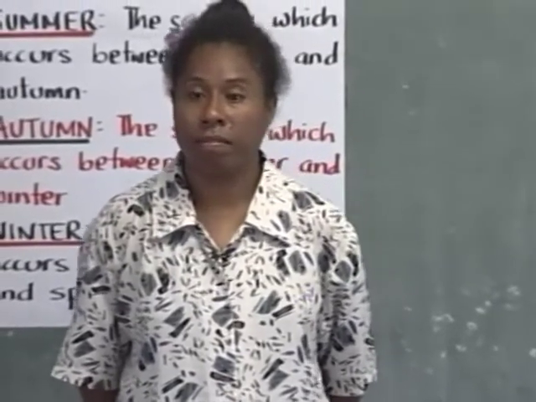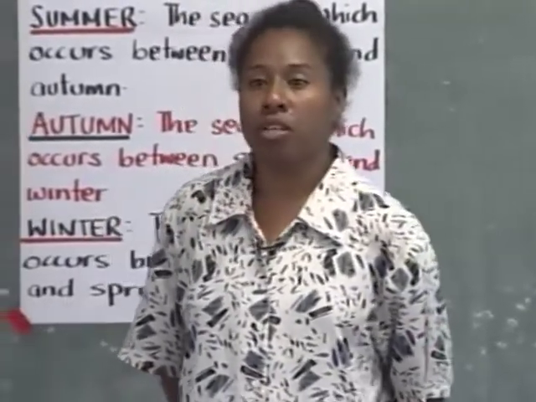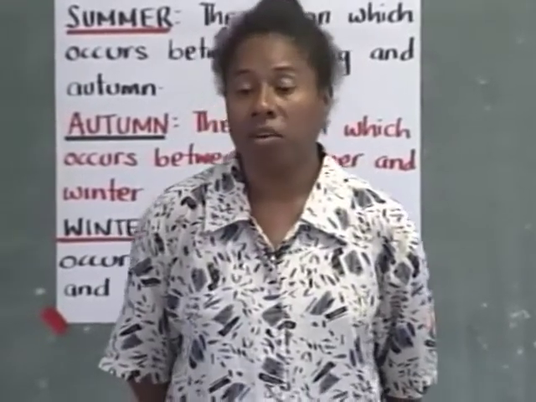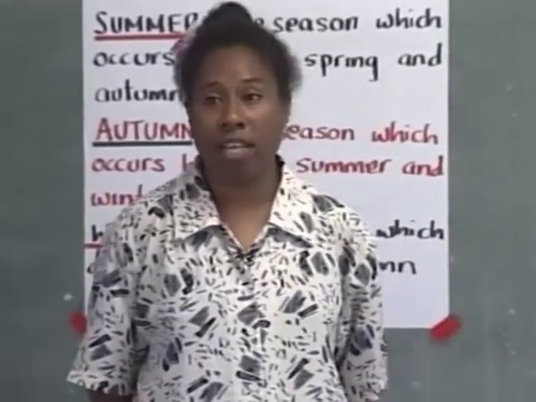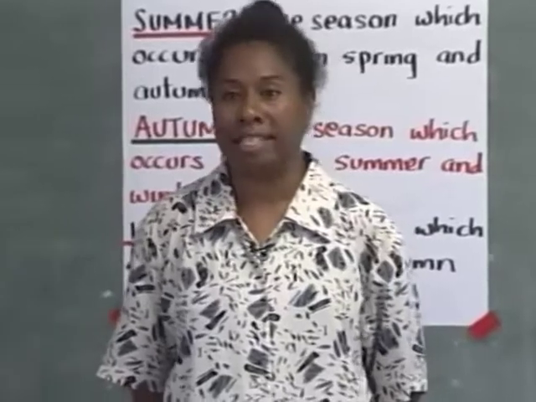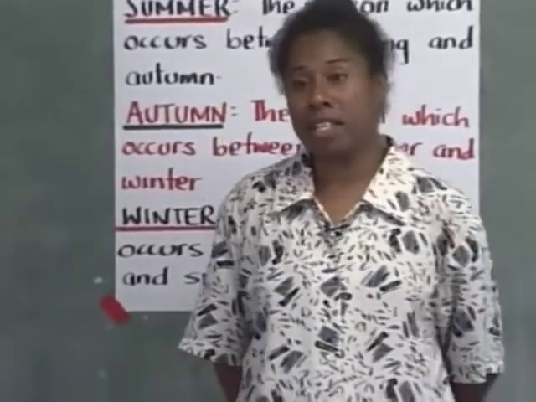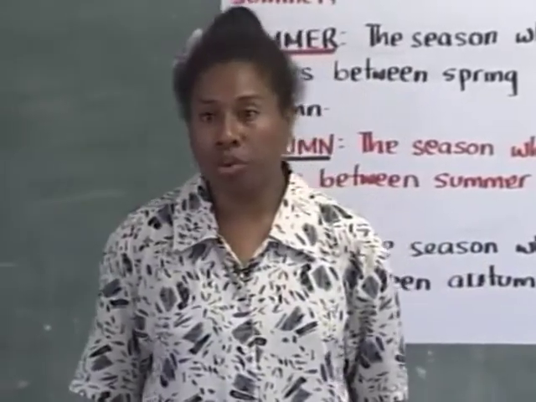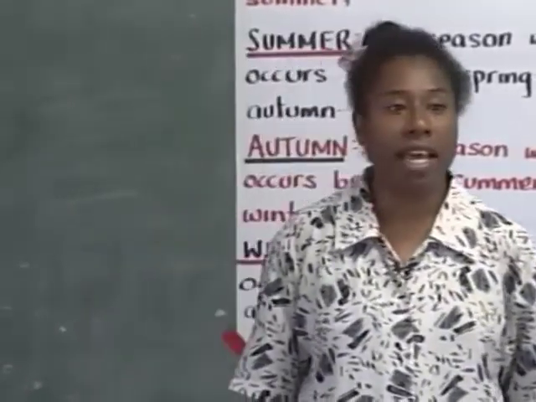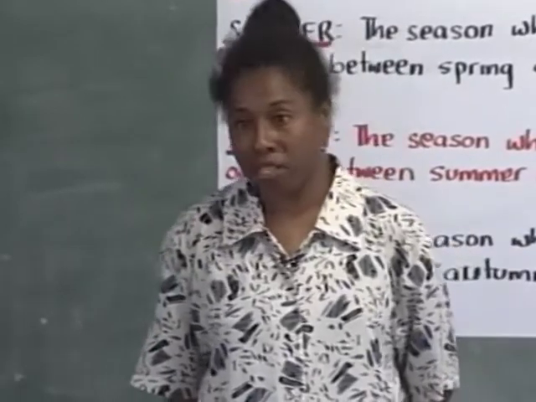Varying length of day and night. Okay, very good. So the two main effects which come about as a result of the Earth's revolution around the sun are, one, the different seasons experienced mainly in the temperate regions, and two, the varying length of day and night in the different hemispheres.